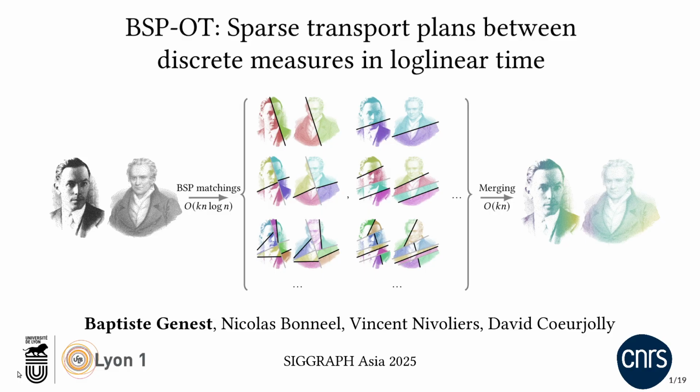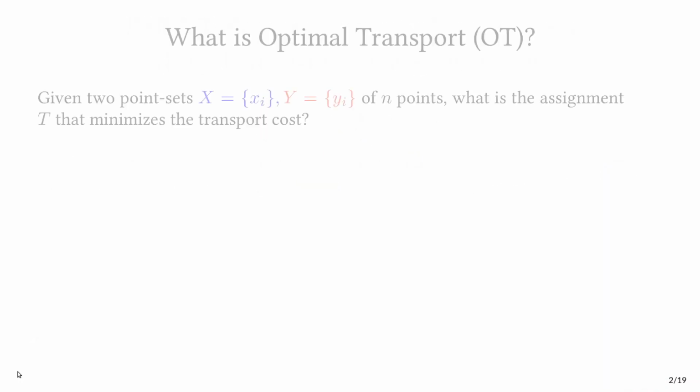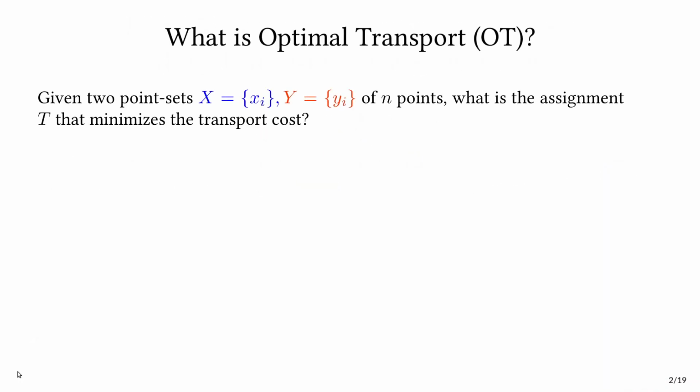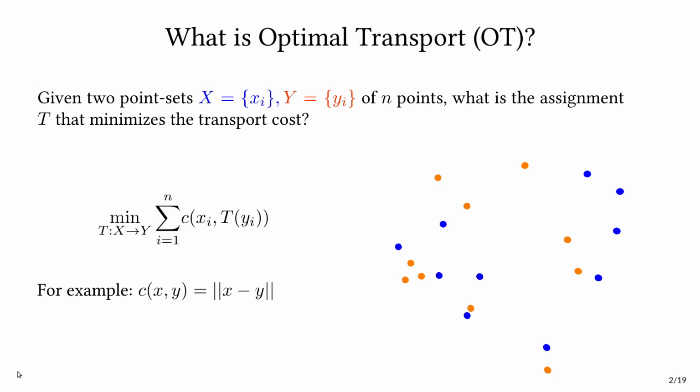So, as the title suggests, I'm going to talk to you about optimal transport. So, what is optimal transport? Well, in its simplest form, it is the following problem. I give you two sets of points, x and y, and they both have the same number of points. And I want you to find an assignment between x and y, so a one-to-one mapping, such that the effort that you would have to make to move all the particles of x from where they are to where they should be is as small as possible.